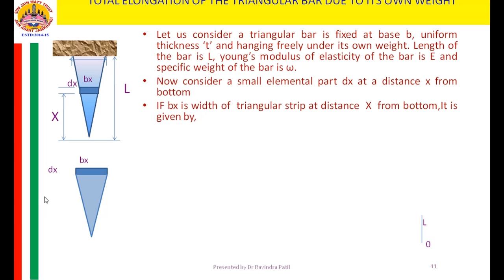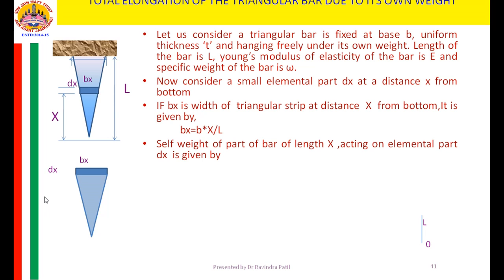Yes, if bx is the width of the triangular strip at a distance x from bottom, then bx is given by, yes, similar triangle properties. B divided by L is equal to bx divided by x. Therefore, bx is equal to b into x divided by L.